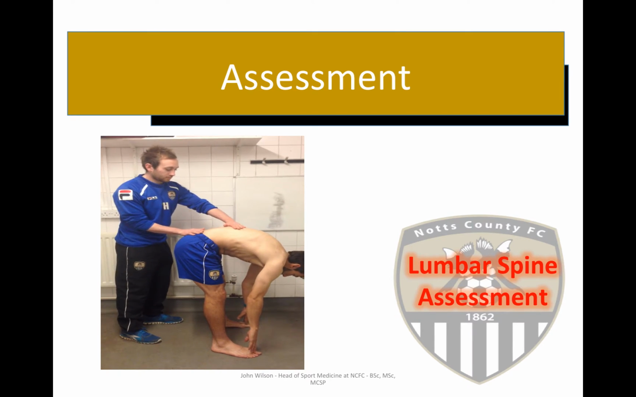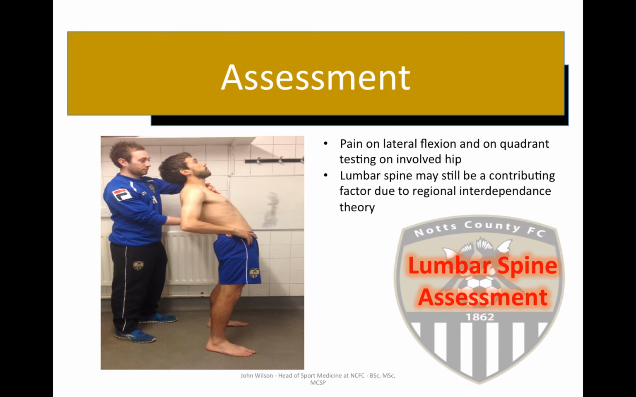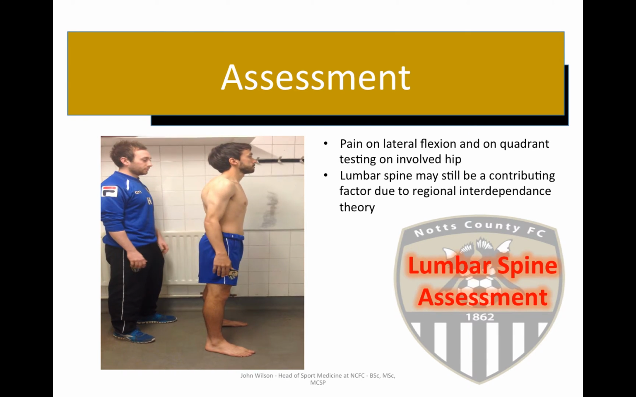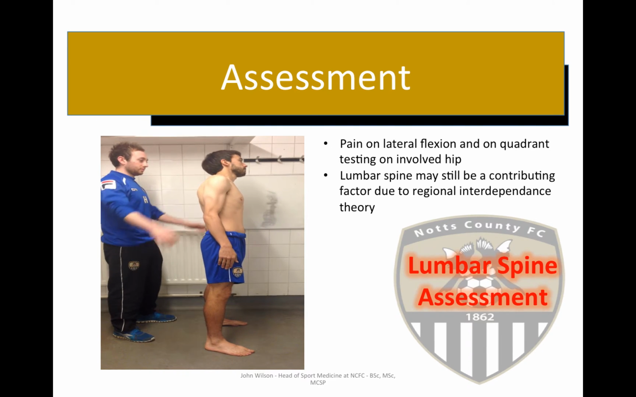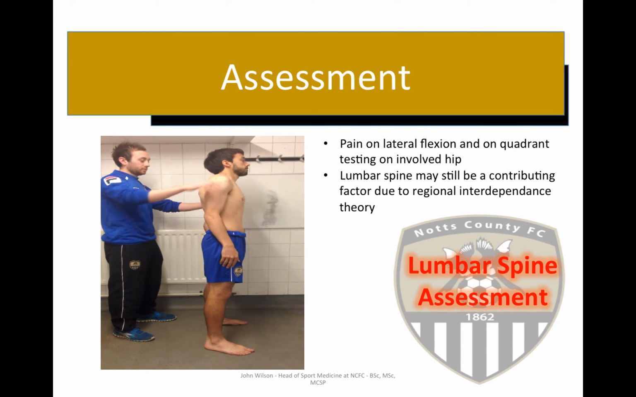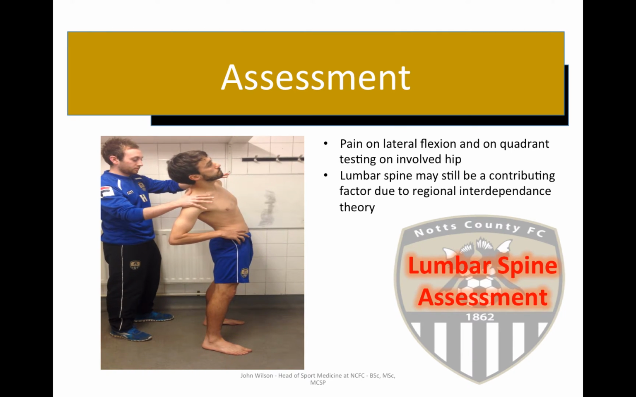Then I would test active range of movement with overpressure to rule out the lumbar spine as a source of pain. From anecdotal experience, I would expect to find some pain on lateral flexion and on quadrant testing to the involved side due to loading of the involved hip.